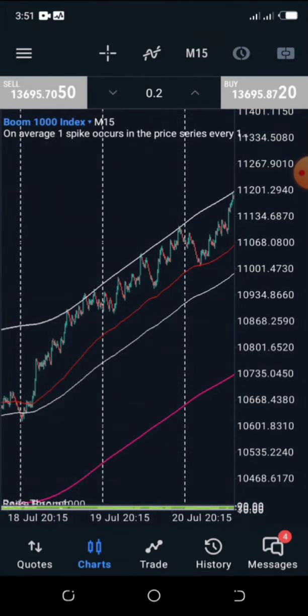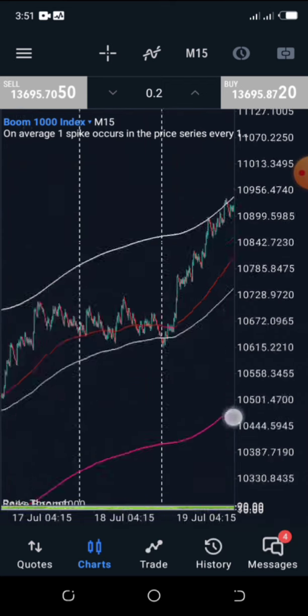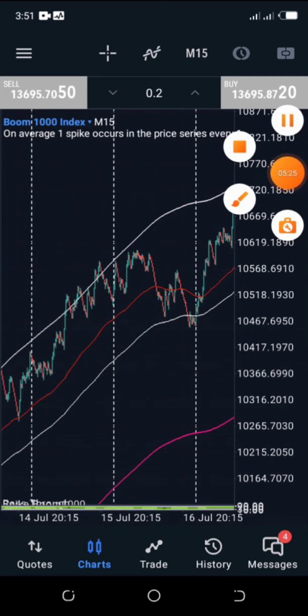Sniper entry. So this one also is not successful because it didn't touch the TP. Yes, it didn't touch the TP. It spiked, it went upside, before it touches the red. Do you get that?